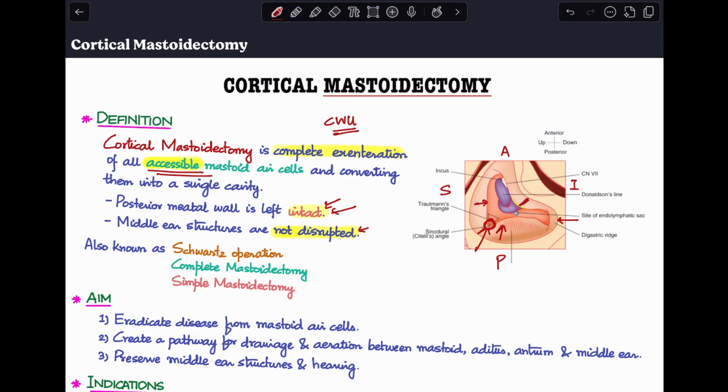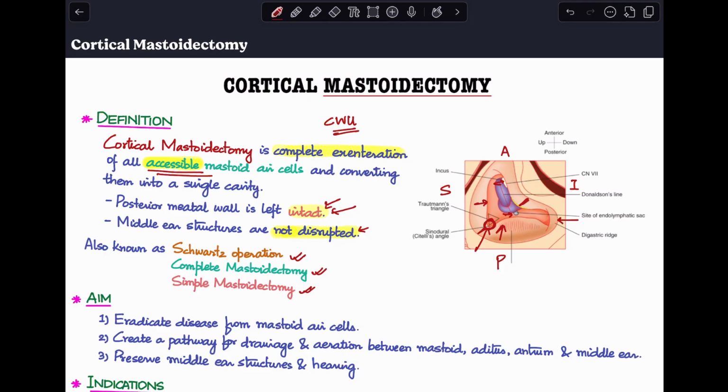The structures that you should be able to see are the lateral semicircular canal, the incus over here, and Trautmann's triangle over here. And through Donaldson's line, you'll be able to see the endolymphatic sac. So, cortical mastoidectomy has three other synonyms. It is also known as the Schwartz operation. This is because it was first described by Schwartz in about 1873, I think. It is also known as complete mastoidectomy or simple mastoidectomy. So, this is what cortical mastoidectomy is.